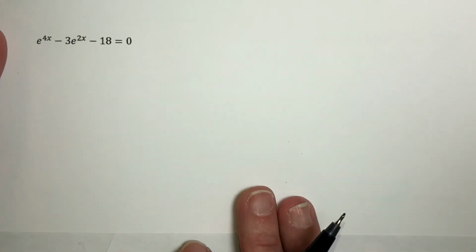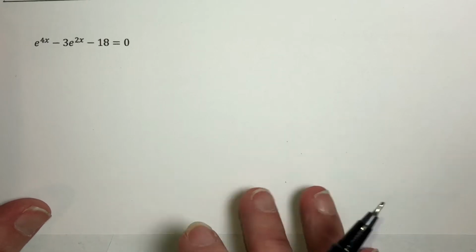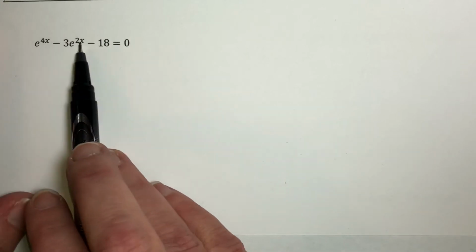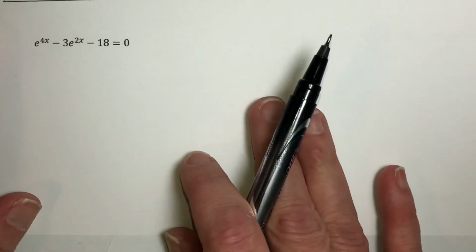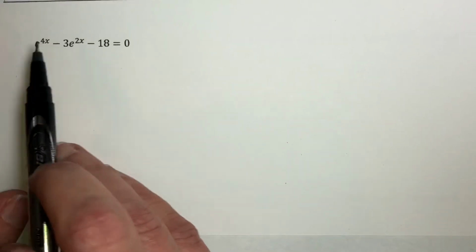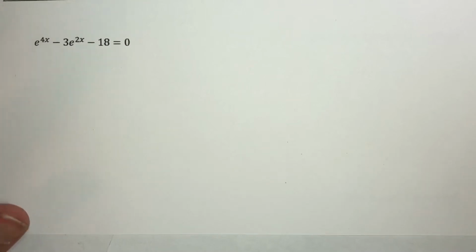This is part 2 of section 4.4. We are solving equations with exponentials and logs. This one's a little bit different. We have multiple e values, whereas on all the previous problems we only had one. And they're not like terms because they have different exponents, so I can't just combine these and make it go away.